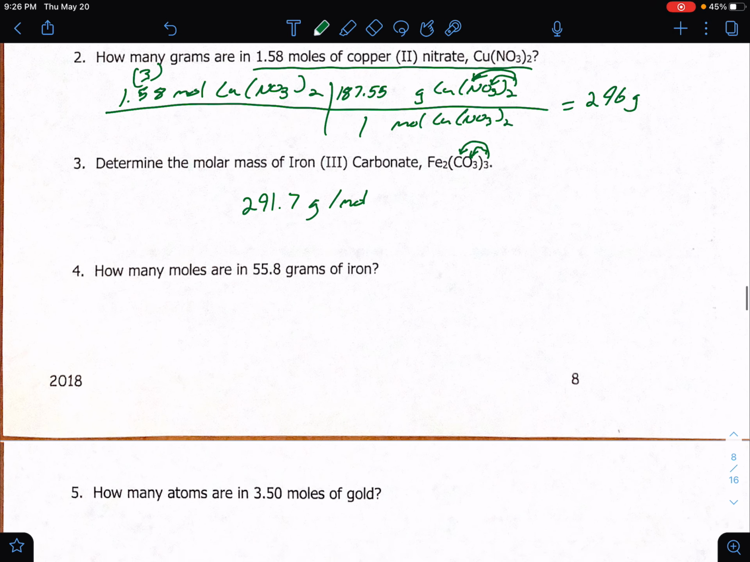4. How many moles are in 55.8 grams of iron? So start off with what you're given. So 55.8 grams of Fe. That means grams of Fe is going to go on bottom. And this is how I can go to moles on top. So moles of Fe on top. 1 mole of Fe equals the mass of Fe. So that's going to be 55.8 using my periodic table. So divide 55.8 by 55.8, and that gives me 1 mole of Fe.